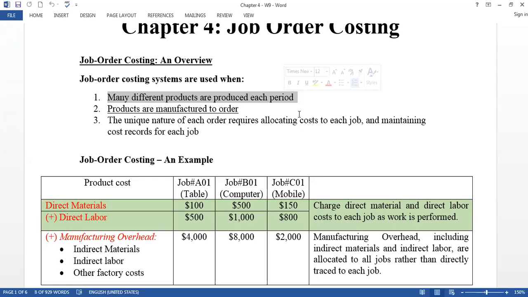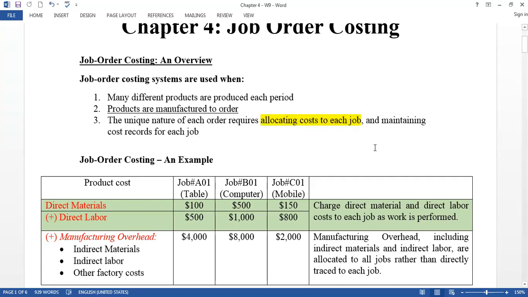Someone will give us an order, and after receiving the order, we are going to produce the product. This is the second point: products are produced to order. We receive the order first, then we start our production. As we have different products, the unique nature of each job order requires us to allocate cost to each job. So we are going to allocate cost to each job.